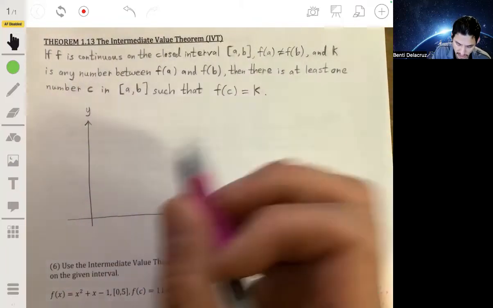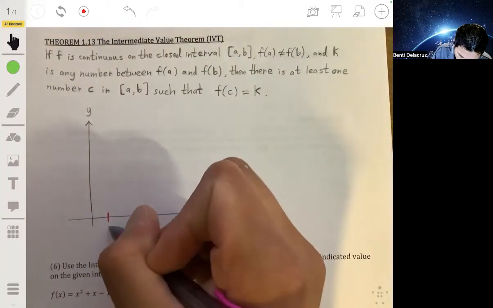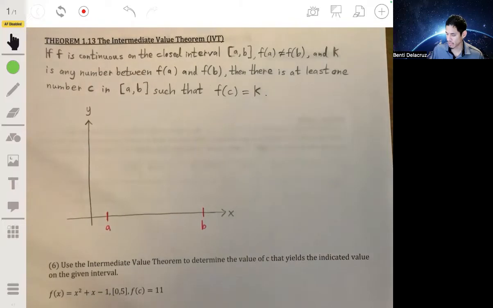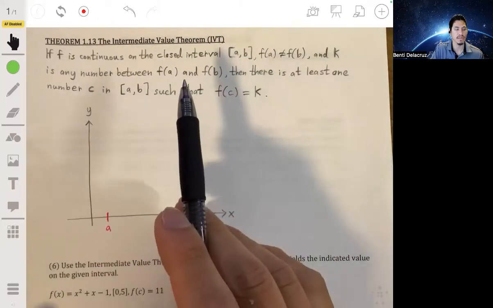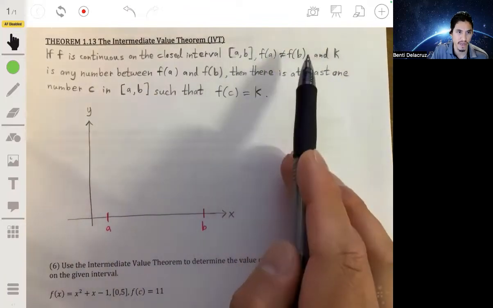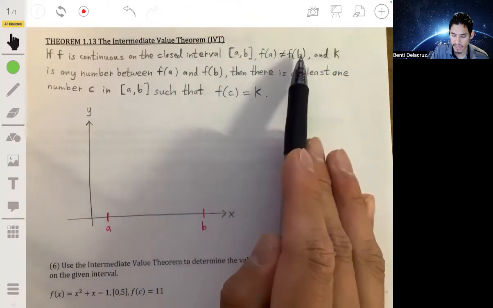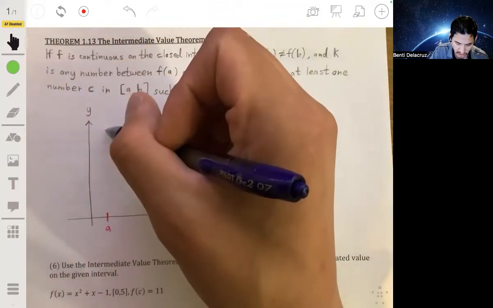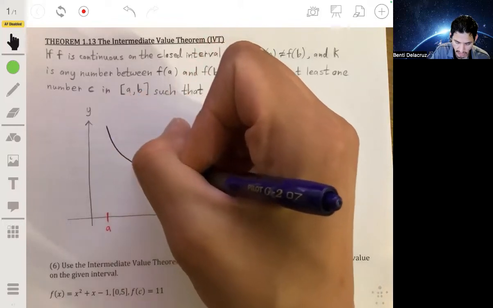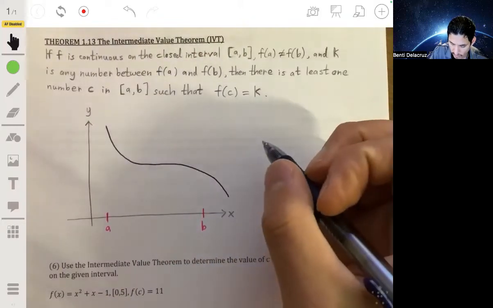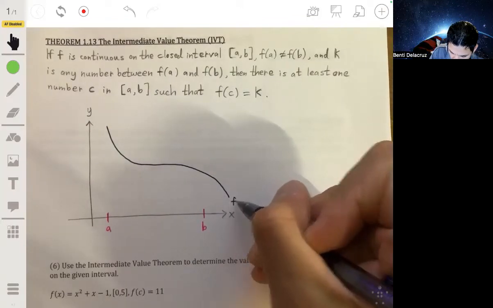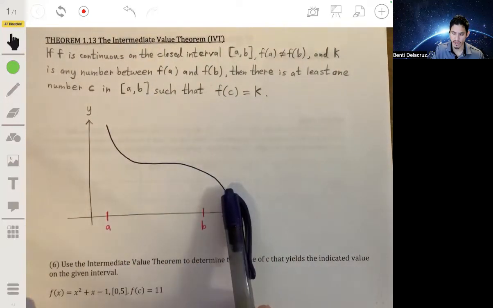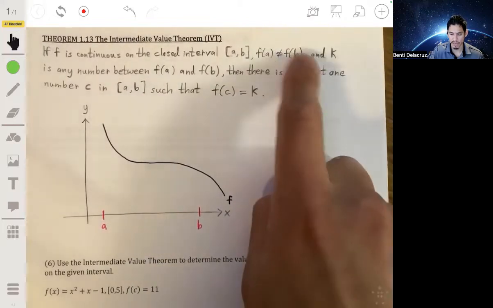So we're talking about our x value. So let's pick an a and b value like this, from left to right. And we're going to draw a function, and we're just going to make some arbitrary function as long as the endpoints of the function are not equal. Remember, f of a and f of b can't be equal, and these are the y values of the function. So let's say I drew something like maybe it goes like that. Here's my function f. So it's continuous on this interval, and the endpoints are not equal.